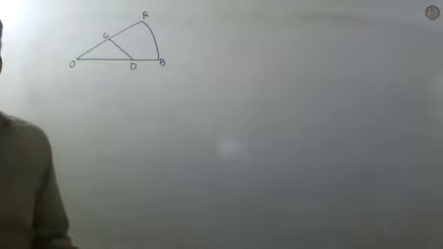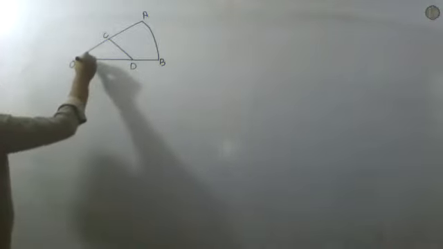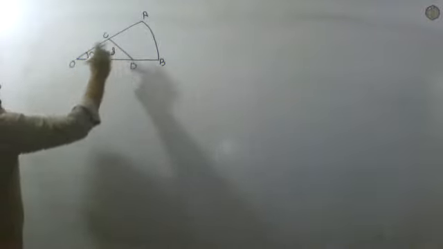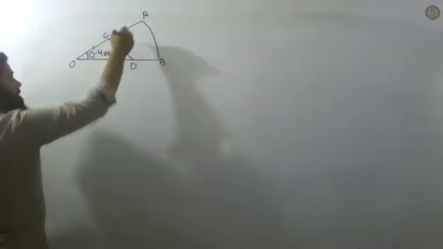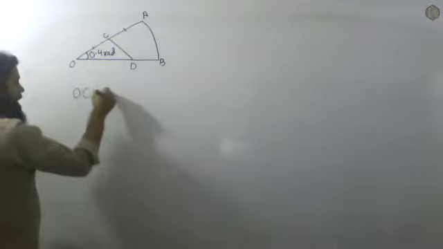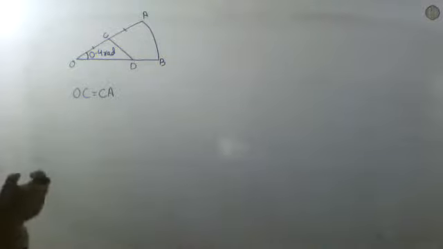Okay. Now, what they are telling us about the sector, they are saying that OAB is a sector with angle AOB. This angle is given to me as 0.4 radian. Okay. After that, they are saying C is the midpoint. If C is the midpoint, it means I can say that from O to C and C to A, the length will be equal.